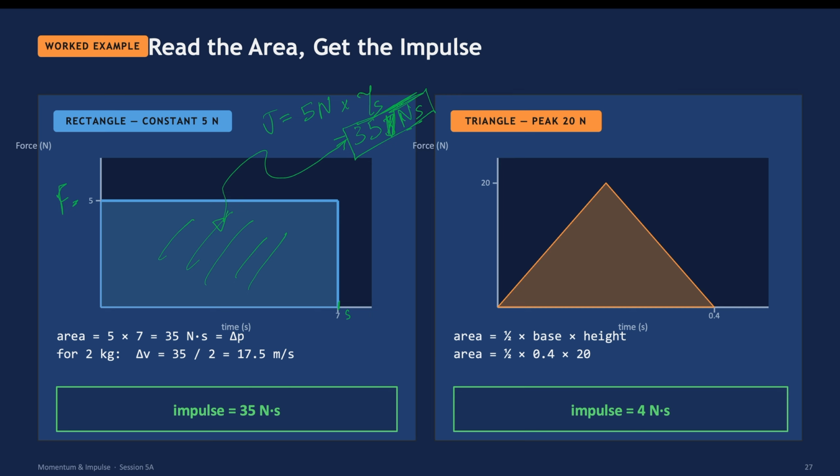Here, similar idea. We split this: 1/2 times base, which is 0.4, times height, which is 20. Or you could just, this is 0.2, flip this to make it a rectangle: 0.2 times 20. Either way, it gives you 4 Newton seconds. It's not that hard to compute, but it's hard conceptually. What does this area represent?